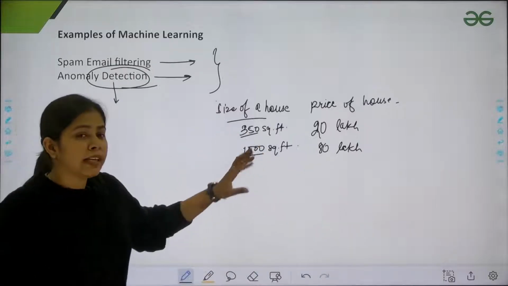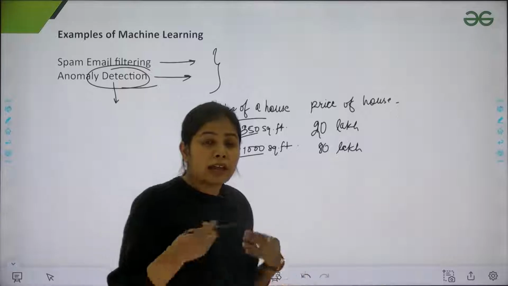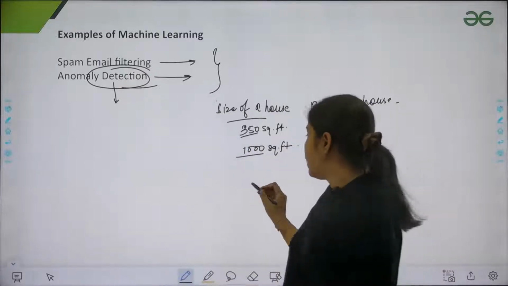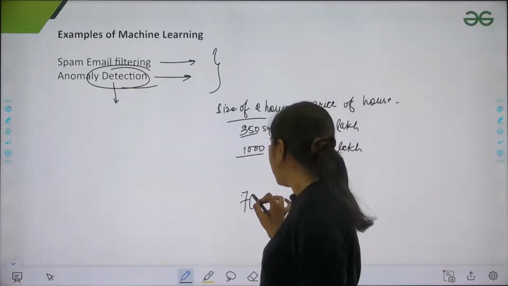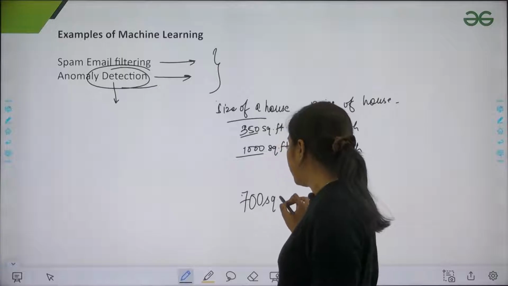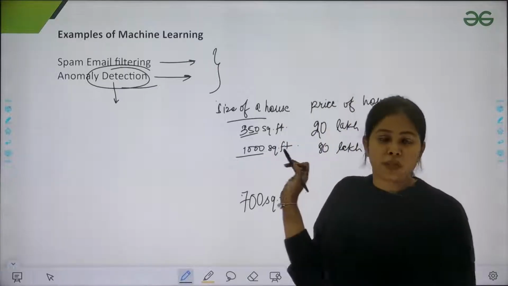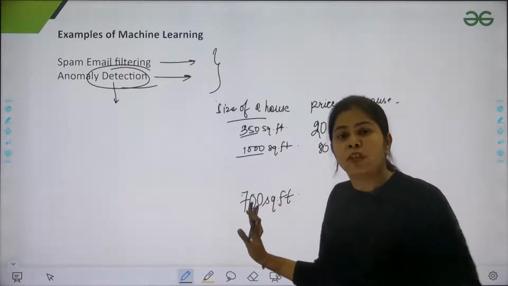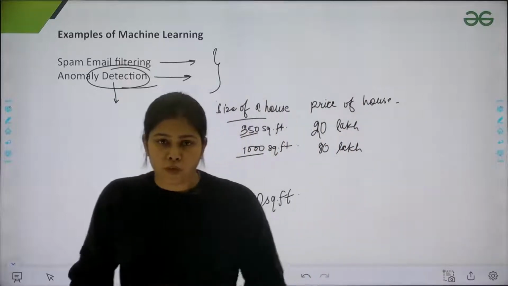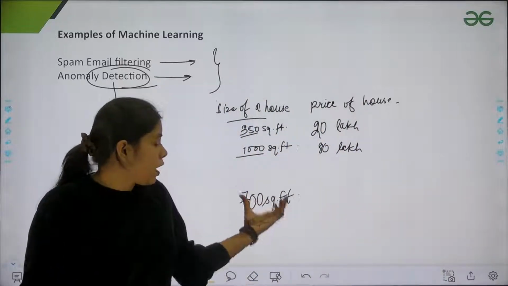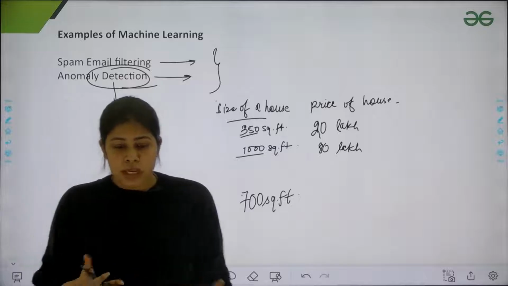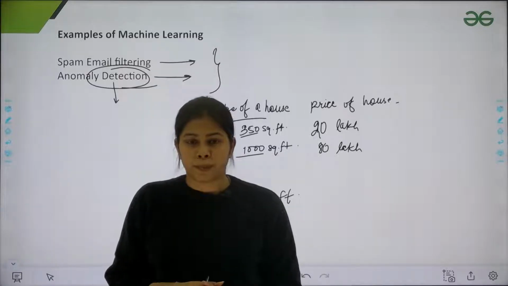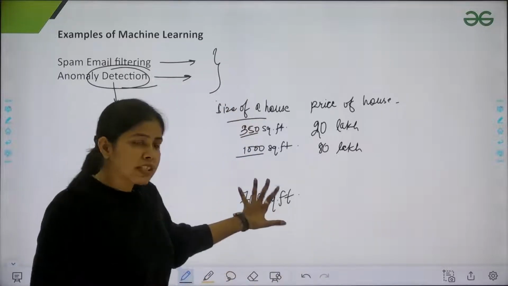I'll give this information to my machine, and let's suppose I want to know, if I want to buy a house which is 700 square feet, what would be the price of the house? I can get that from the machine. The machine can predict what the price would be for a 700 square feet house. I hope that is clear. So this is one of the examples.